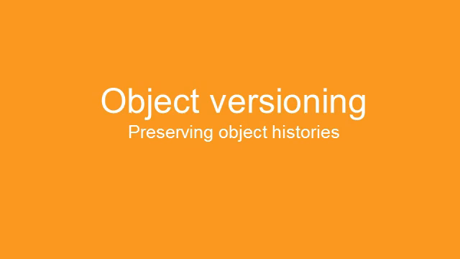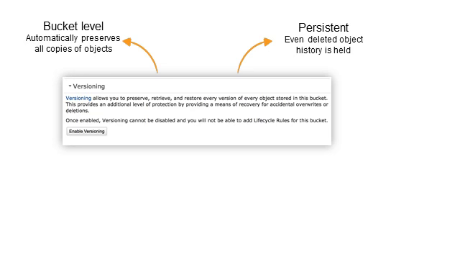Okay. Another cool feature we talked about in that Mojang example at the top of the webinar is object versioning. So object versioning allows you to preserve object histories. If you're overwriting an object, this will allow you to preserve prior versions of that object, and it's persistent even after that object is deleted. That history will be held.